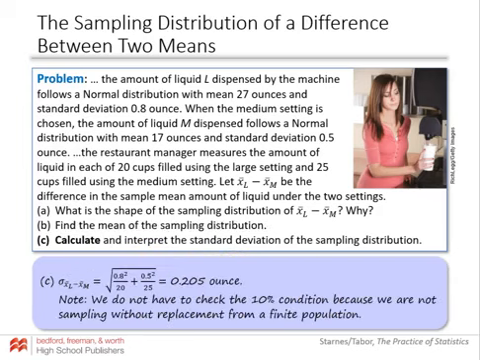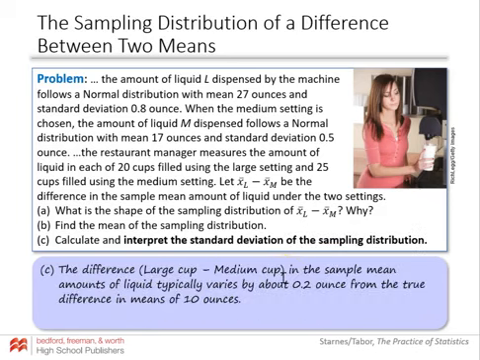And then for the standard deviation, in this case, we don't have to check the 10% condition because we can keep filling up soda cups from this machine pretty much infinitely. So we can use this formula without checking the 10% condition because of that. Okay, and we end up with 0.205 ounces.